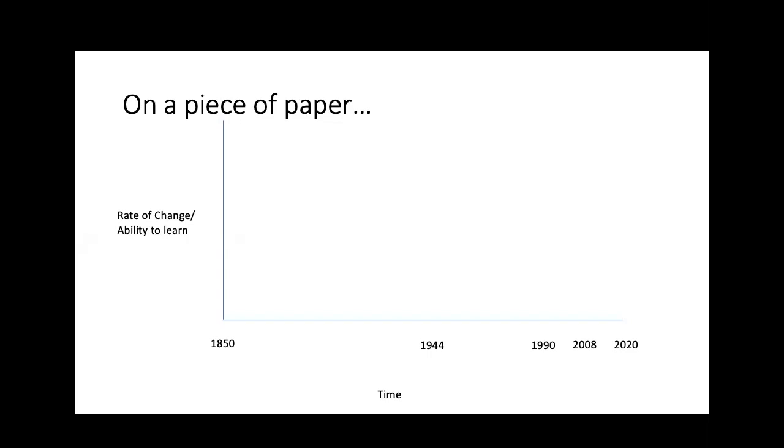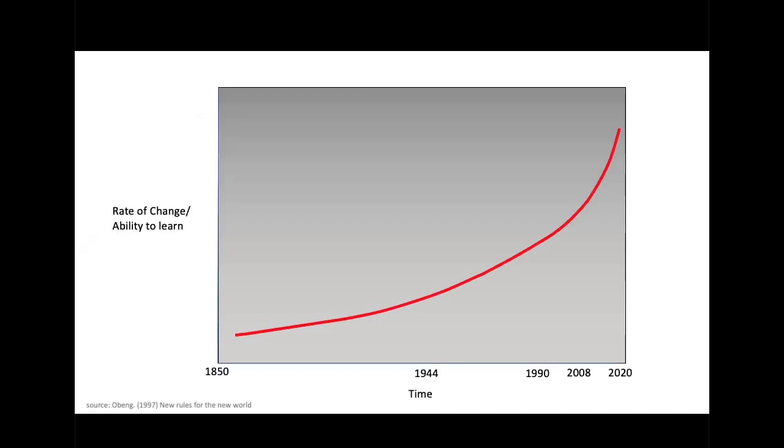So we're going to plot two curves on this graph. And then along the bottom we just put a time scale. I've gone from 1850 all the way to 2020. Obeng says, well, on this graph, plot a curve that traces out the rate of change that we've experienced since 1850 through to 2020. And by and large, we end up with a curve that looks a bit like that.